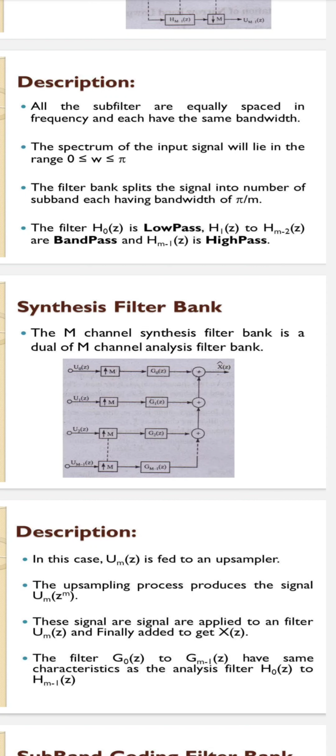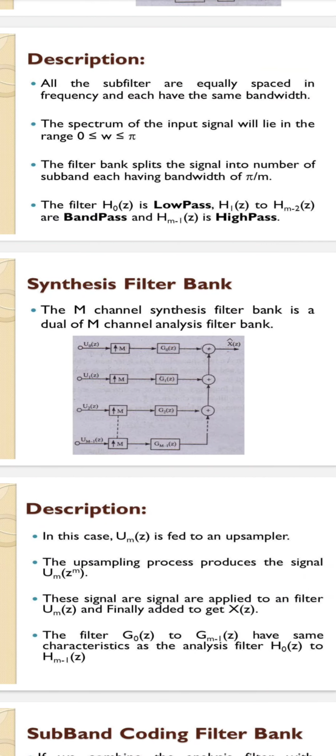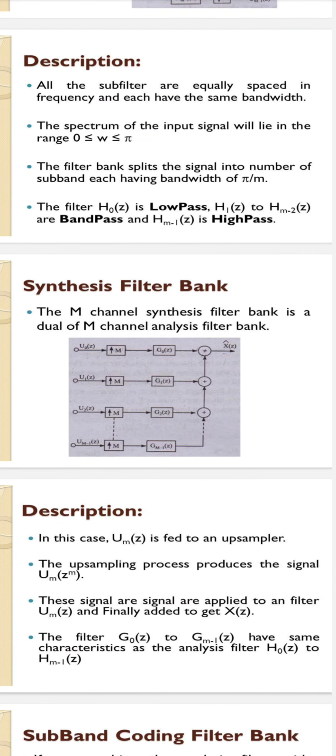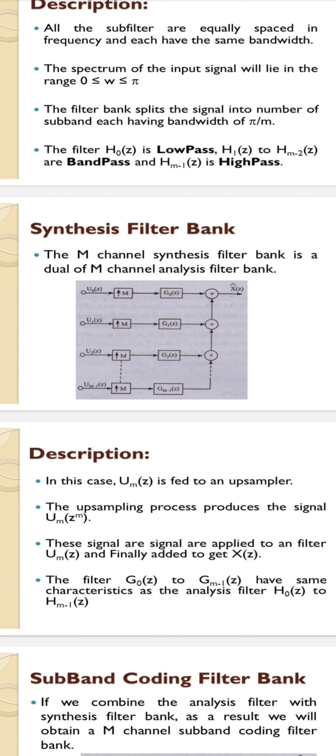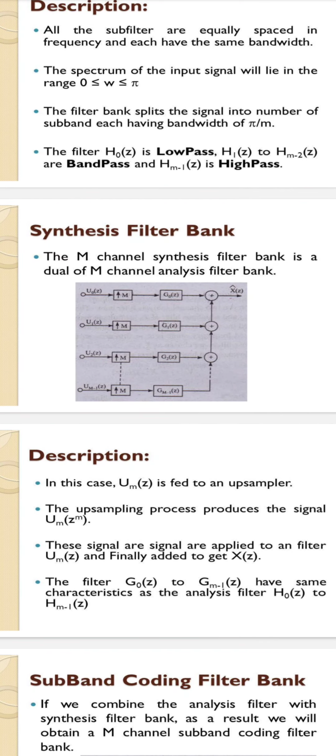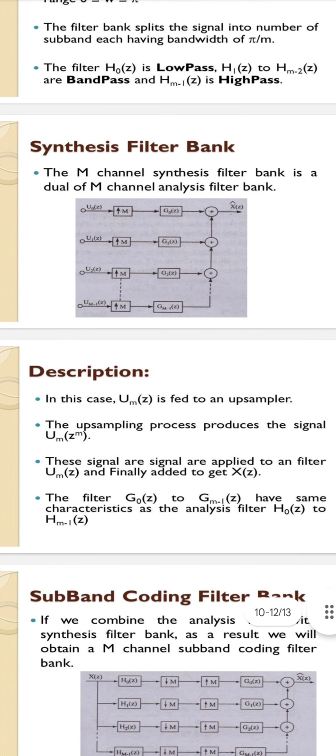The spectrum of the input signal will lie in the range 0 less than or equal to omega less than or equal to pi. The filter bank splits the signal into a number of subbands, each having a bandwidth of pi by M. The filter H0 of z is a low pass, H1 of z to H M minus 2 of z are band pass, and H M minus 1 of z is a high pass.